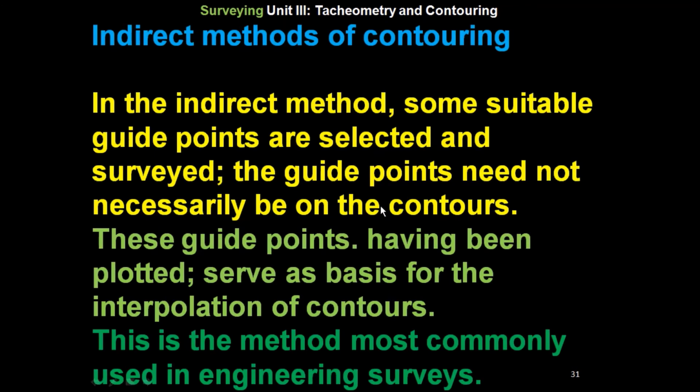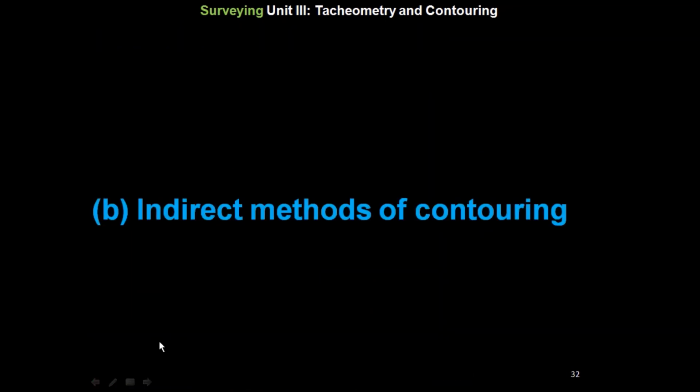In the indirect method, some suitable guide points are selected and surveyed. The guide points need not necessarily be on the contours. These guide points, having been plotted, serve as the basis for the interpolation of contours. This is the method most commonly used in engineering surveys. So we have seen the indirect methods of contouring.